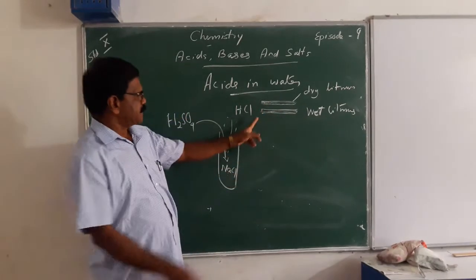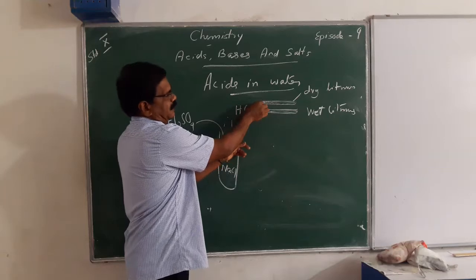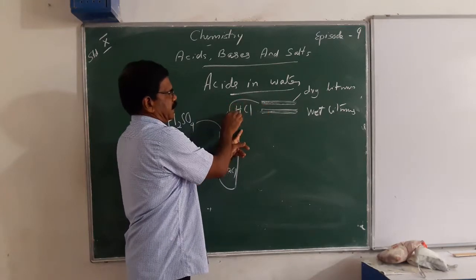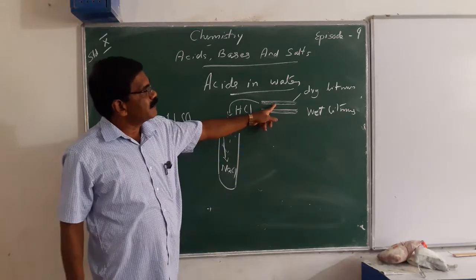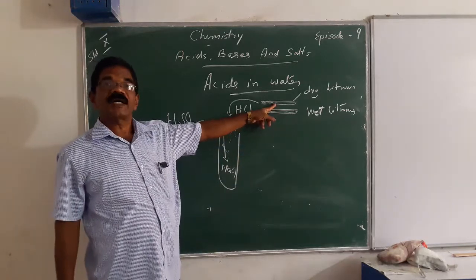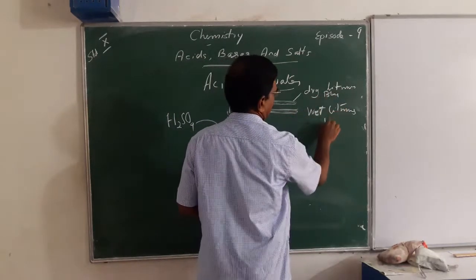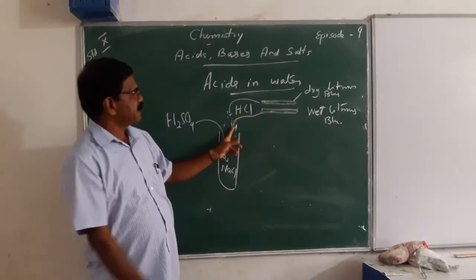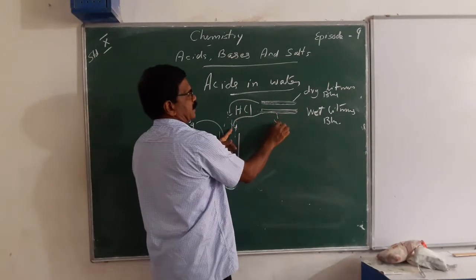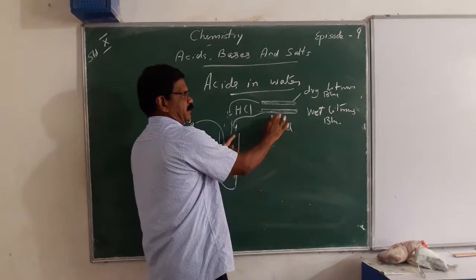The HCl gas is produced, and we show a dry litmus paper above it and at the same time a wet litmus paper. The dry litmus paper shows no color change. It is blue, both are blue. At the same time, the wet litmus paper changes from blue color into red. What does this activity show?